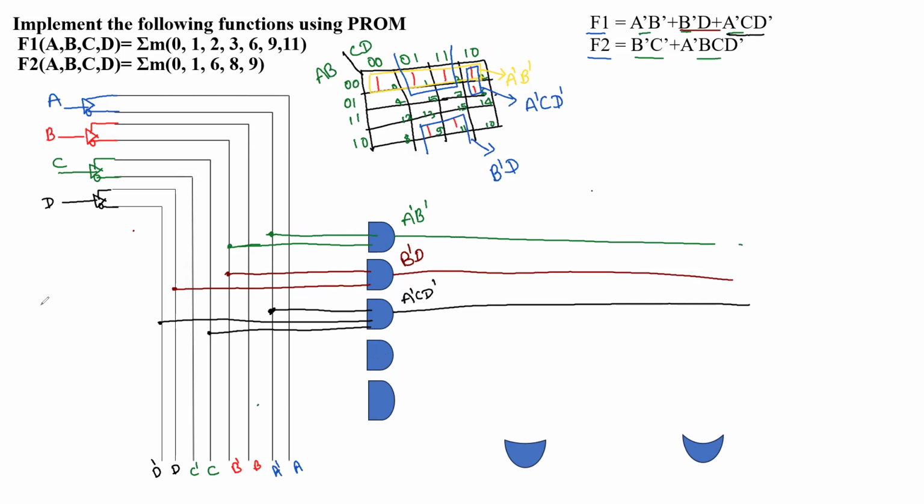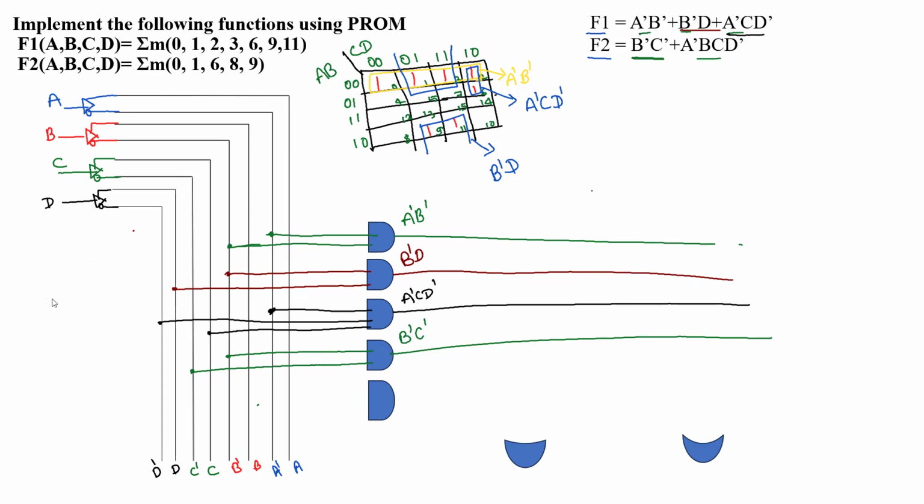We have another product term again. That product term is B dash C dash. Now this will be connected here with B dash, and the other will be connected with C dash. So with this, we have the fourth product term, B dash C dash. And the last product term is left, so we are going to connect that as well. That is A dash B C D dash.